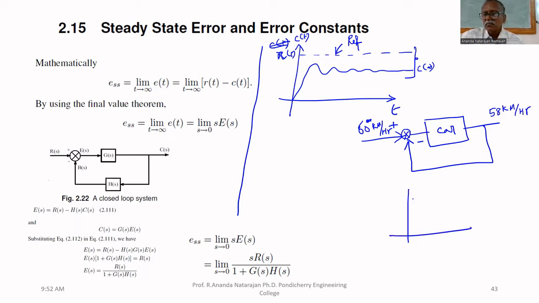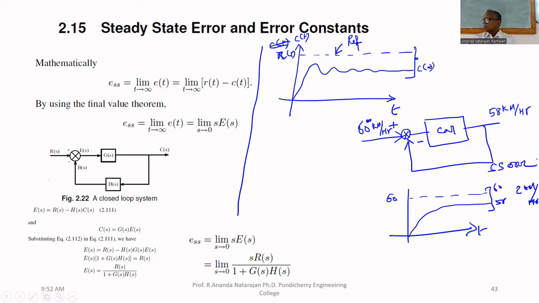What is the response? The reference is 60 kilometers, but the system settled at 58. Reference is 60, and this is 2 km per hour. This difference is called steady state error. So finally the system settled, but some difference is there between reference and final value. That is called steady state error.